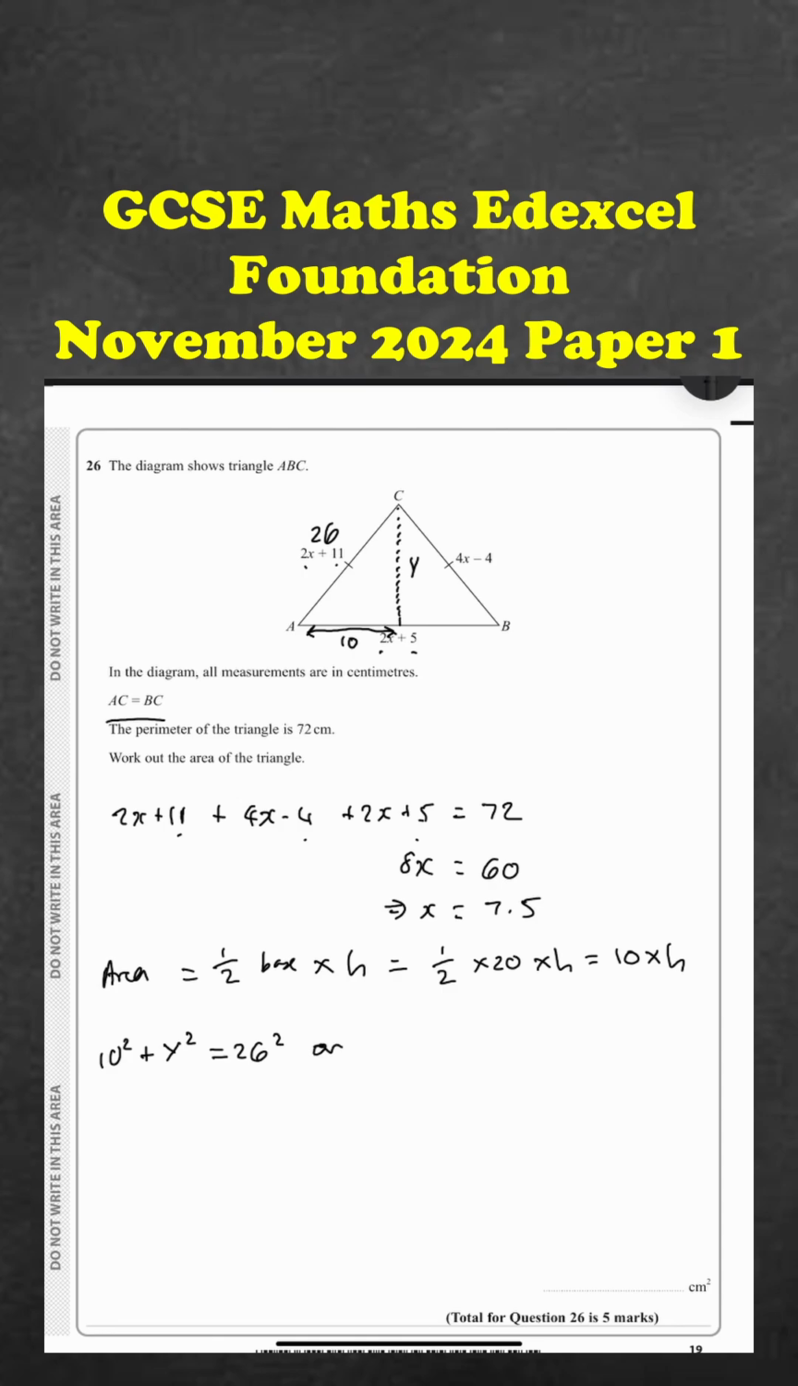Or y squared equals 26 squared minus 10 squared. 26 squared is 676. 10 squared is 100. So that's y squared equals 576. Square root of 576 is 24, which is nice and easy. So back to this, half base times height, area equals 10 times 24, 240 centimetres squared.